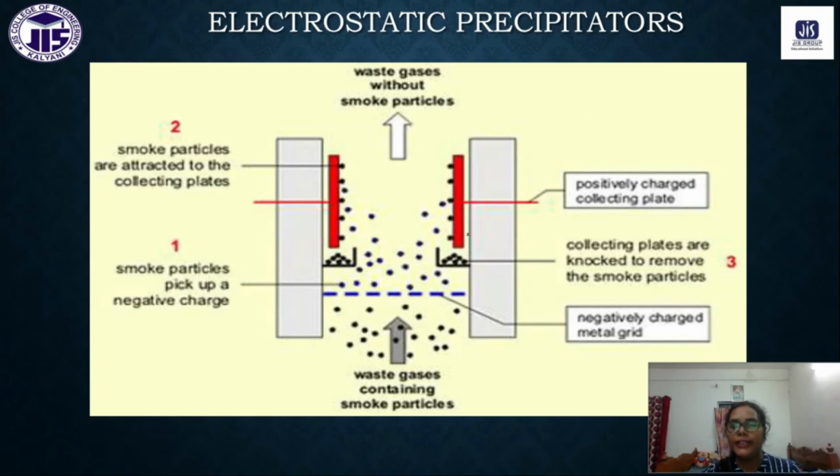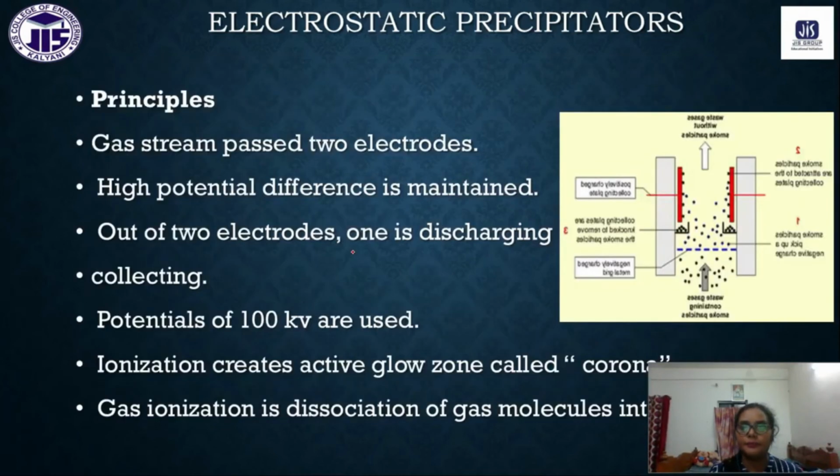Here we have the electrodes. We are passing the waste gas. What will happen? The particulate matter, which is negatively charged, will be absorbed by the positively charged electrodes, and all the particulate matter will be absorbed on the positive charge, and after all, from the outlet we will get the clean air. So this is the working principle of the electrostatic precipitator.